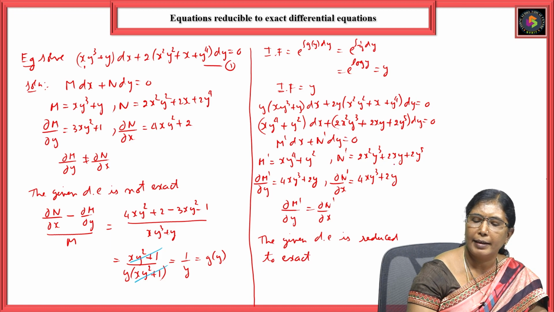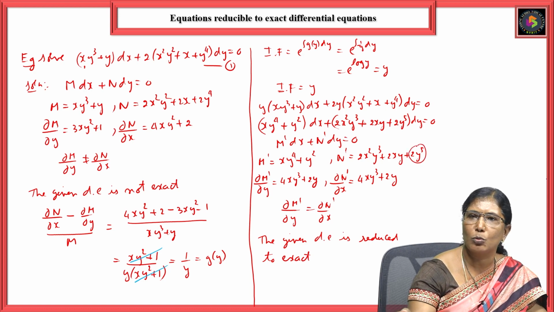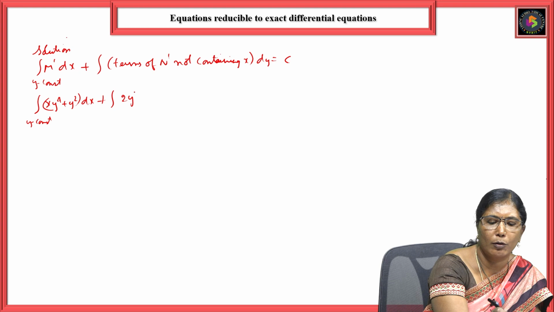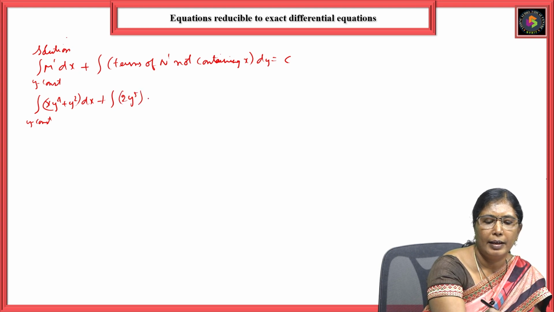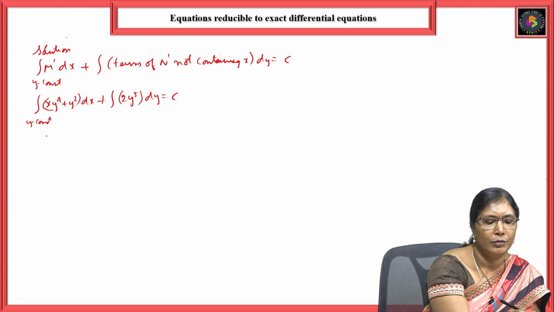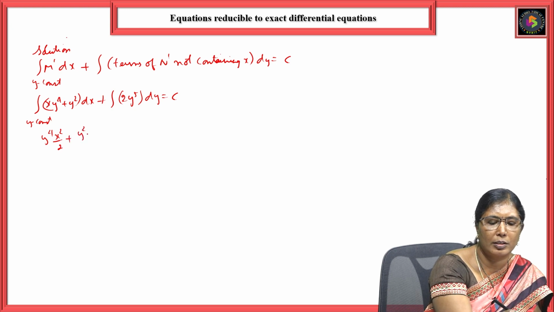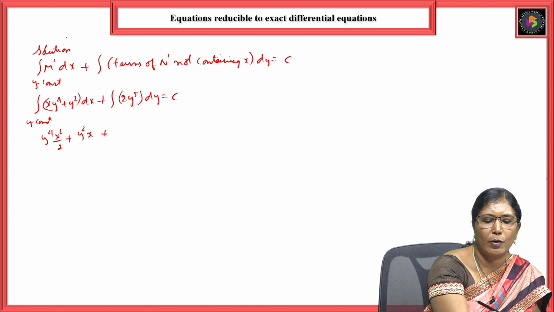First two terms contain x. The last term does not contain x. So you should take this term, 2y to the power of 5, plus integrating 2y to the power of 5. This is a term which does not contain x. Dy is equal to c. So now integrating the first term with respect to x, keeping y constant, so y to the power of 4 is constant, integration of x is x square by 2, y square is constant, integration is x, plus integrating 2y to the power of 5 with respect to y, 2y to the power of 6 by 6 is equal to c.